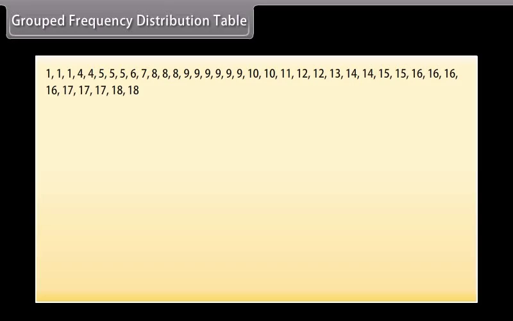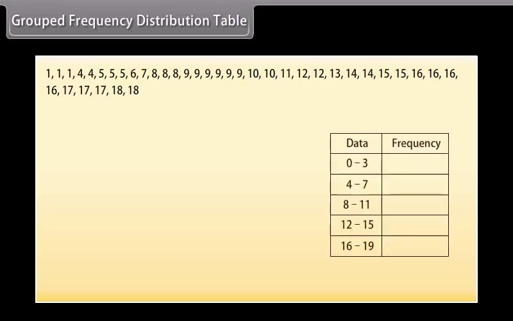Grouped frequency distribution table. Sometimes we have a large amount of data. So, to present such a large amount of data, we condense it into groups like 0 to 3, 4 to 7, and so on till 16 to 19, since our data is from 1 to 18.